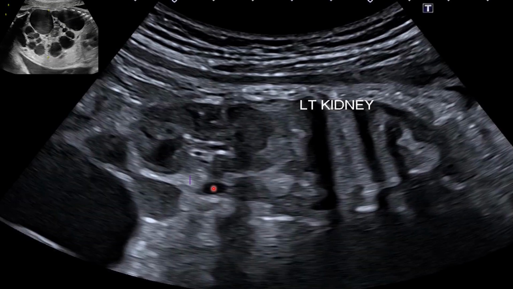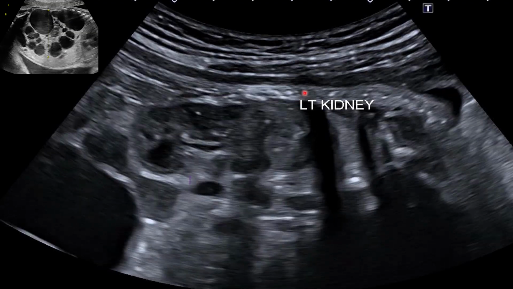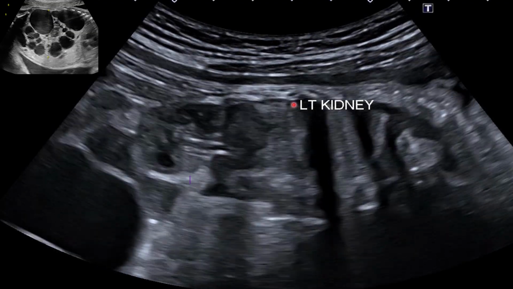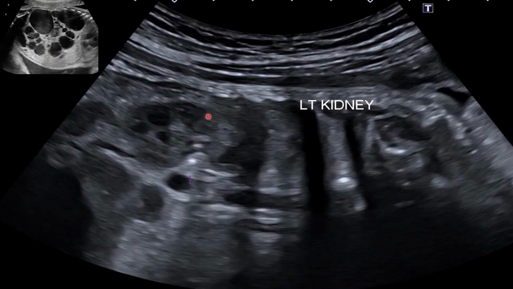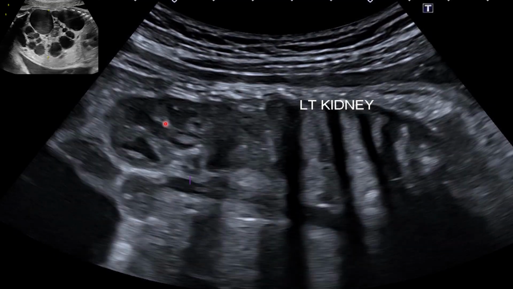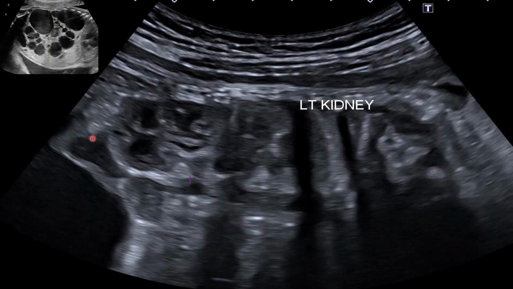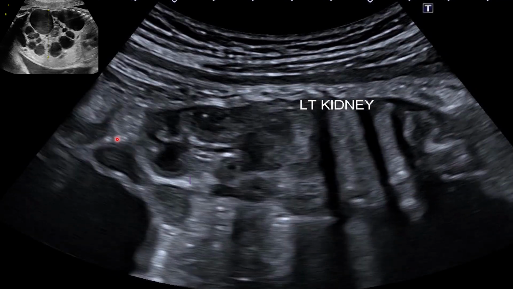You see the technique, how I have zoomed everything so that the image becomes much clearer. It is very difficult for you to acquire nice images if you don't zoom, because the kidneys at times become very difficult to visualize. So you can see that we are visualizing our kidney nicely, the lower pole, the upper pole. It's very nice like that, and you can measure the interpolar distance.